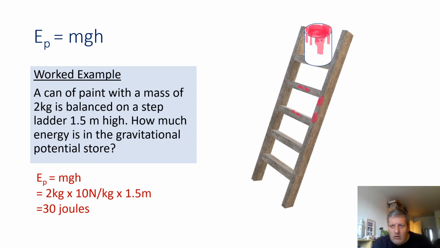So you've got an answer of 30 joules. Well done. So how do we do that? Correct your work if you need to. We're using the equation mass times gravitational field strength times height. So it's 2 kilograms multiplied by 10 newtons per kilogram multiplied by 1.5 meters, which gives us an answer of 30 joules. So do your corrections if you need to. If you got that all right, then well done.